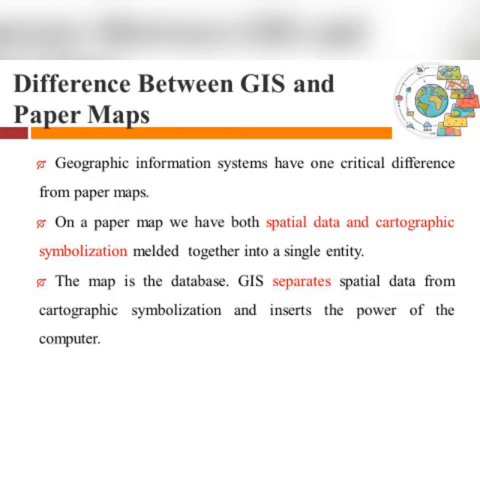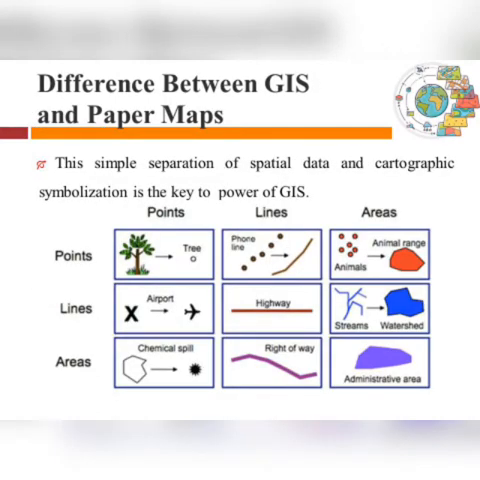Once data is entered in the map, it cannot be changed or processed again. So the map is a database in which the data are just a static display and formalized one. It cannot be changed based upon the client requirement. So the GIS separates the spatial data from the cartographic symbolization and inserts the power of computer. The simple separation of spatial data and cartographic symbolization is the key power of GIS when compared to maps.